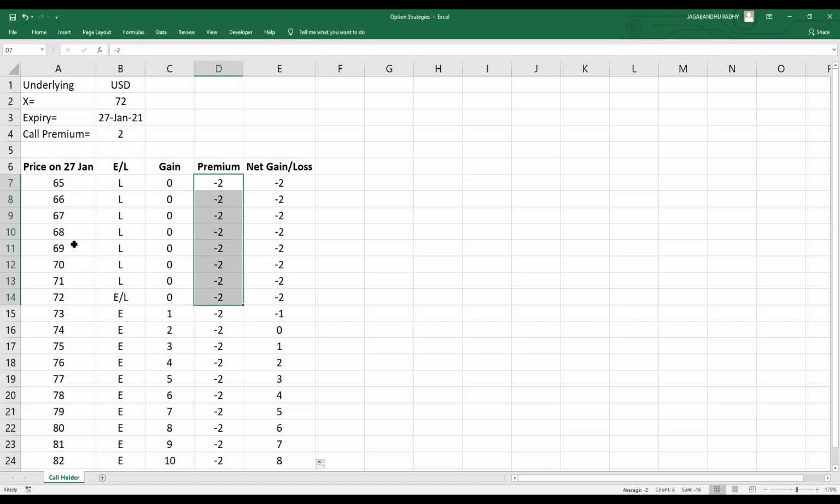So what will the option holder be praying for? The option holder will pray, God, please make the price above 72. Whereas, what will the option writer be praying for? The option writer will pray to keep the price below 72, or I can say he'll just pray that the holder does not exercise his option. The same thing happens even in our insurance contracts.